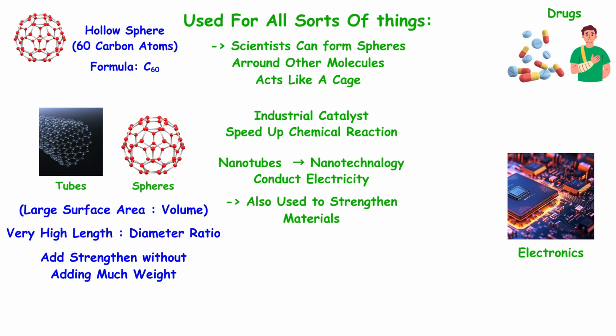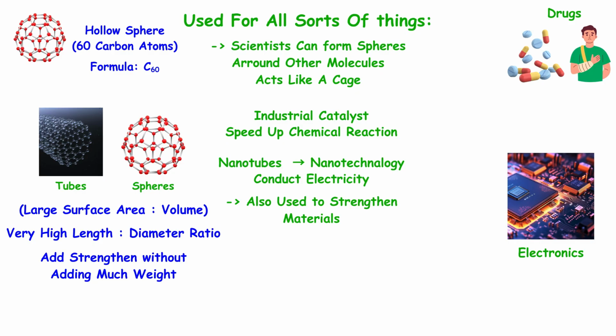Another major application of fullerenes lies in their surface area. Because fullerenes are so incredibly small, they have a very high surface area relative to their volume. This makes them ideal for use as industrial catalysts, which are substances that speed up the rate of chemical reactions without being consumed in the process.